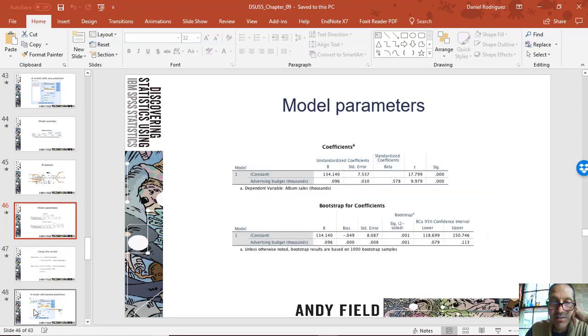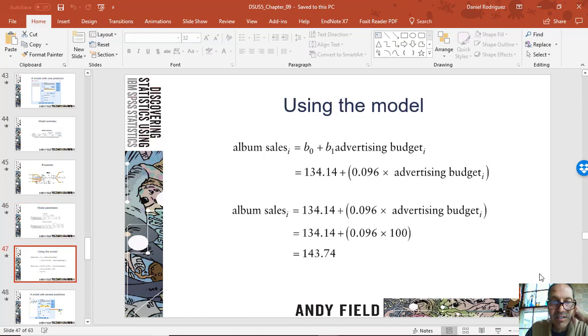Here are some examples of parameters, and we'll be looking at this again later. It uses the t statistic to judge for significance. Let's see if there's anything else important here. So here's an example of how you can use these values given by SPSS to actually write an equation and make a prediction.